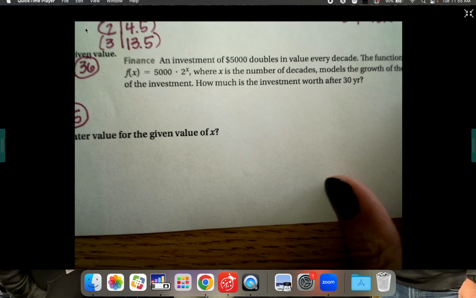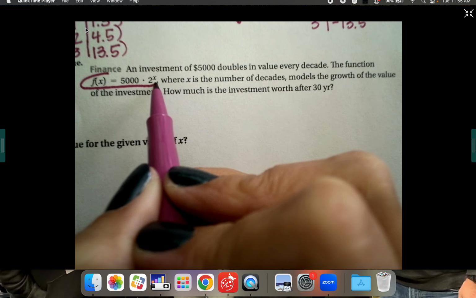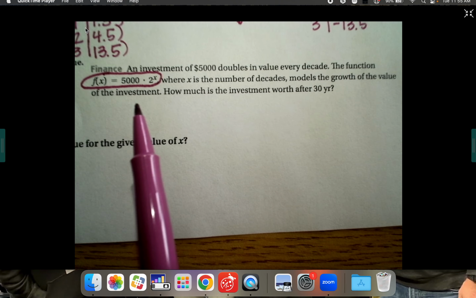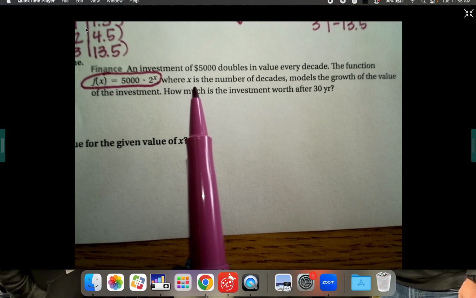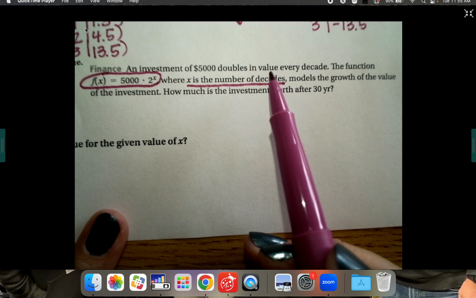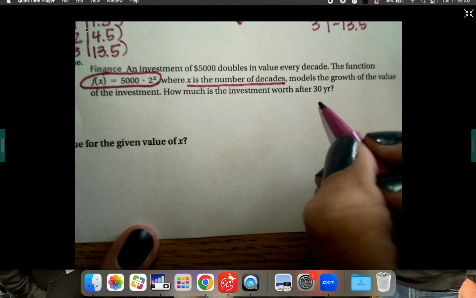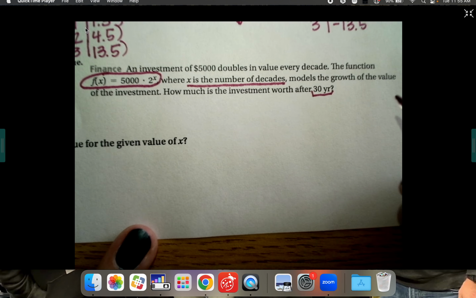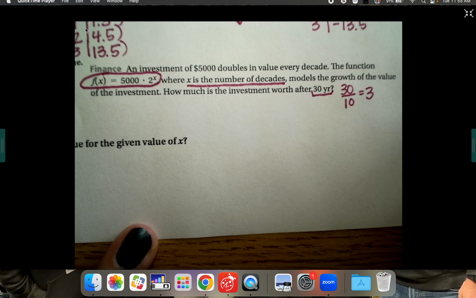Okay, the finance question, this is exactly like the Beatles question. So it's giving you this equation, 5,000 times 2 to the x power. Oh, but be careful, x is the number of decades. Remember, a decade is 10 years. And it wants to know how much the investment is worth after 30 years. So if there's 30 years and there's 10 years in a decade, then you're going to plug in 3 for x, because we're talking about number of decades for x.